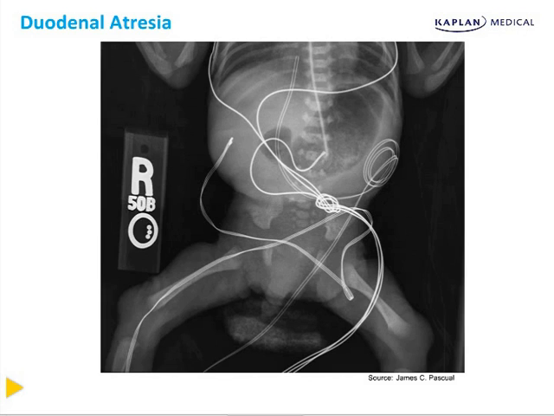Here's an X-ray image showing you duodenal atresia. You can see the large bubble of gas that's in the stomach next to a smaller bubble which is gas in the proximal duodenum.